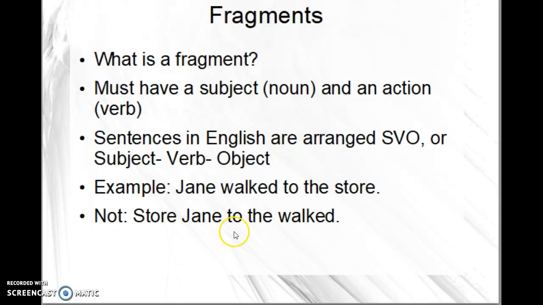So here's an example that it could not be. Store Jane to the walks. That doesn't make sense in English. So keep that in mind. If you have a confusing sentence, you want to bring it back down to those simple elements. What is the subject? What is the sentence about? What is the verb? What is the action being performed? And then what the object would be, what the action is being performed to.